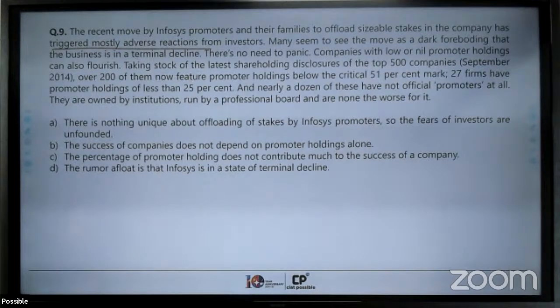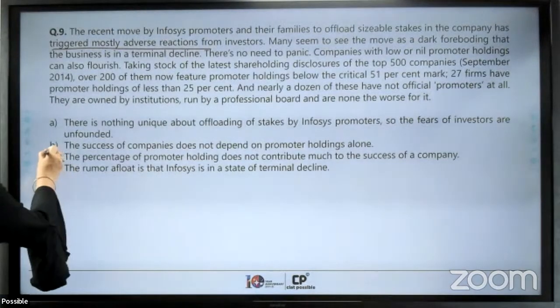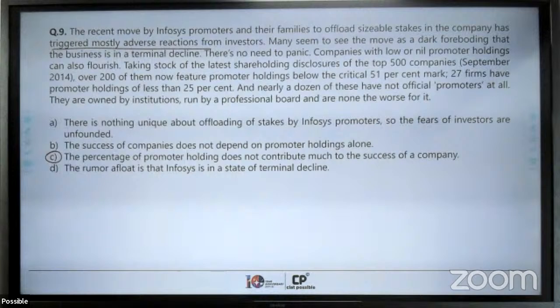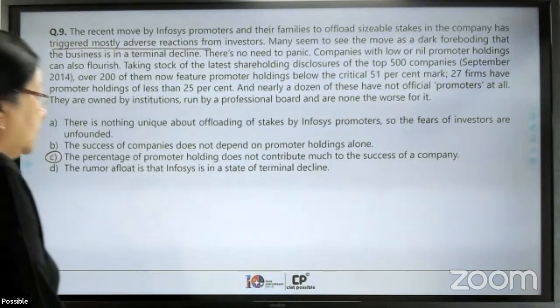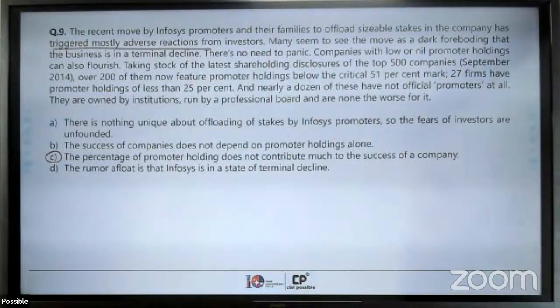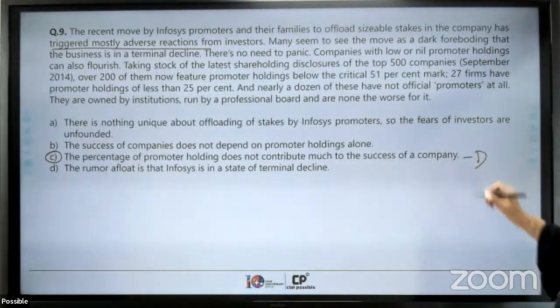Now, I'm going to look at C first. Most importantly, tell me what is the error in C. It's not the answer, but tell me what is the error in C. The percentage of promoter holding does not contribute much to the success. Can you see the distortion? That's a distort. Companies with lower or nil promoter holdings can also flourish. So clearly this is distortion. This is that distort I taught you.